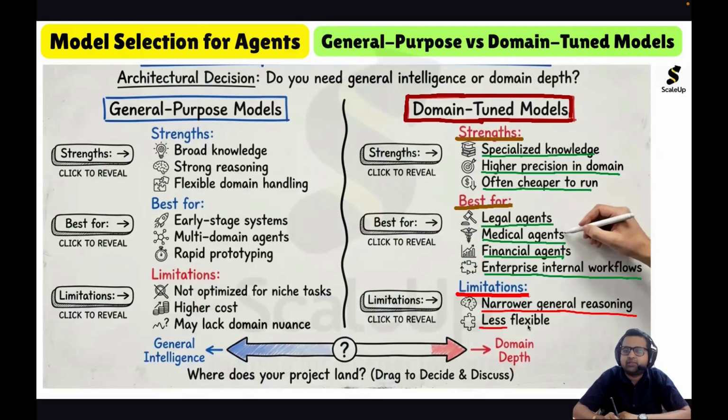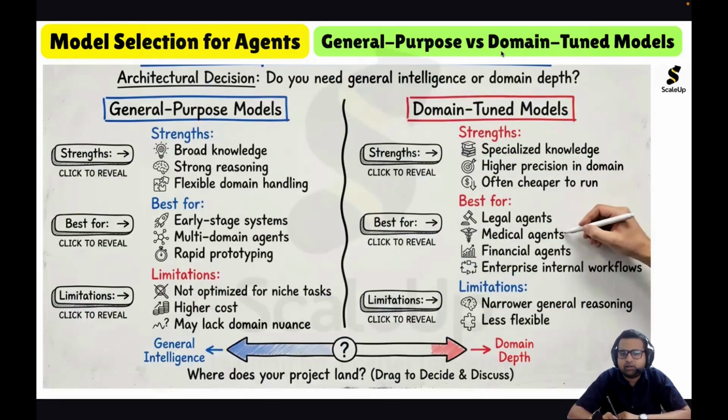With this discussion, one more very important architectural question is in front of you. When you're designing an agentic system, a very important decision question is: do you need general intelligence or domain depth? So two very important questions we discussed. First, do you need capability or speed? And the second very important question is, do you need general intelligence or domain depth? It's an architectural question.